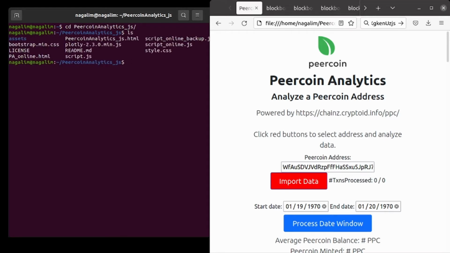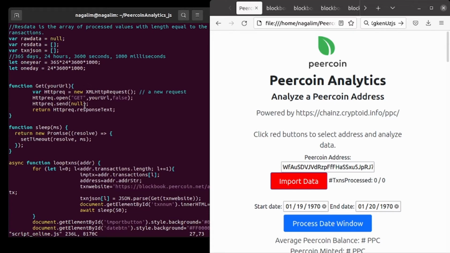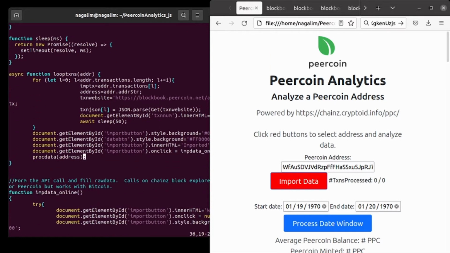Alright, this is our Peercoin analytics. So we've got PA online and the script online that we made yesterday, and a backup just in case, though that probably isn't necessary. So where we last left off, we were working on querying the internet using Blockbook. We switched from Chainz to Blockbook, and we were looking for how to best implement Peercoin analytics.